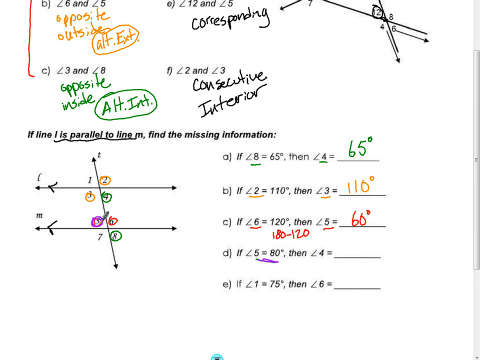Angle 1, let's use blue here. Angle 1 is 75, and angle 6, their relationship is a little bit different. Opposite sides, not on the same side. So we're going to have to use what we know about corresponding angles. Angle 1, skip 3, go to 5. So angle 5 is going to be 75 in this example. And angle 5 and angle 6 are a linear pair, so when I take away 75 from 180 and find its supplement, I end up with 105 degrees. So that's a quick example and video for notes in 3.1 and 3.2.